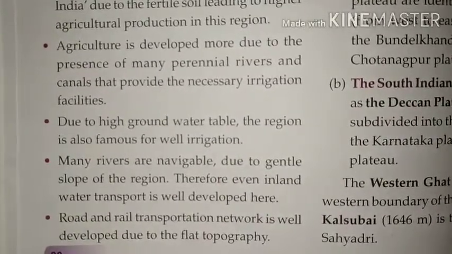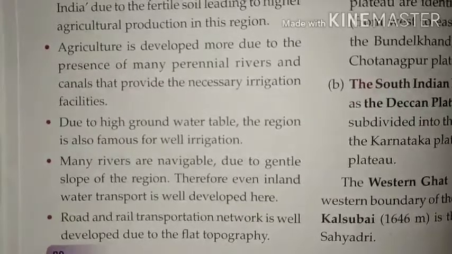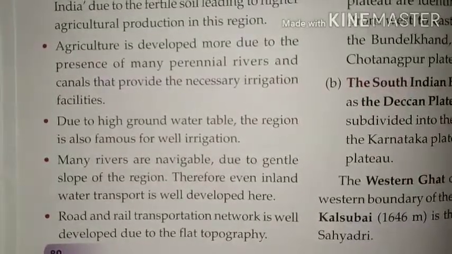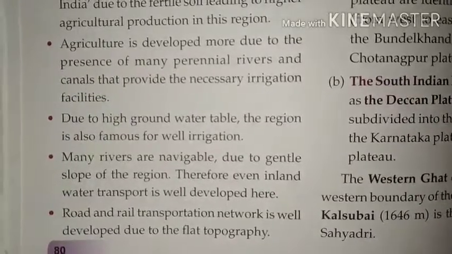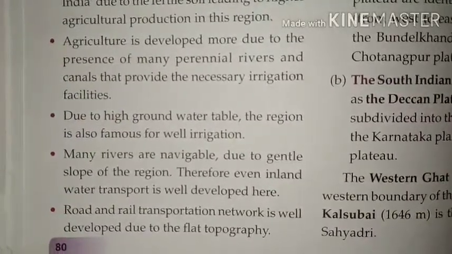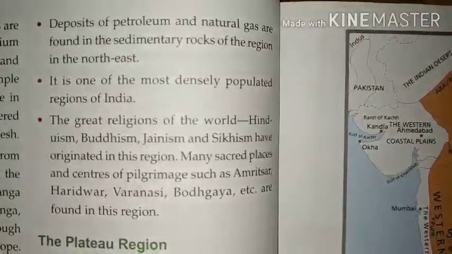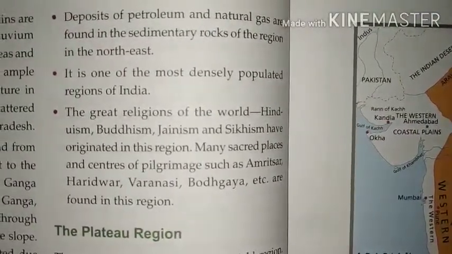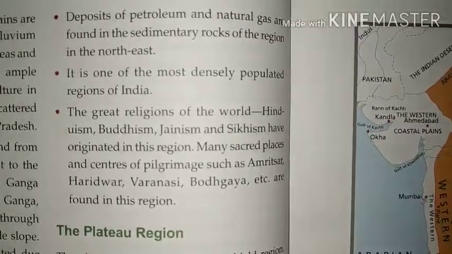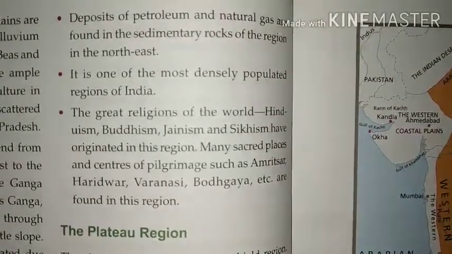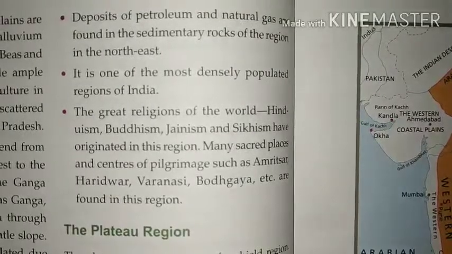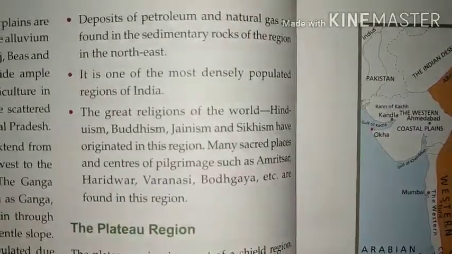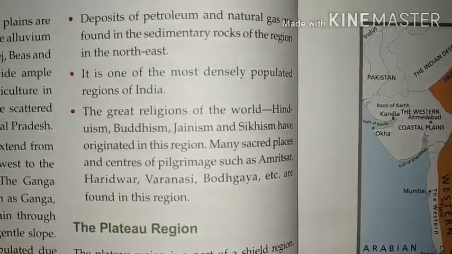Road and rail transportation network is also well developed because of flat topography. That area is entirely plain. Very gentle slope is there, so construction of roadways and railways is very easy. Deposits of petroleum and natural gas are found in the sedimentary rock of the region in the northeast. If you go towards the northeastern part of the northern plains, a vast deposit of petroleum is there and natural gas is also there in the sedimentary rock.